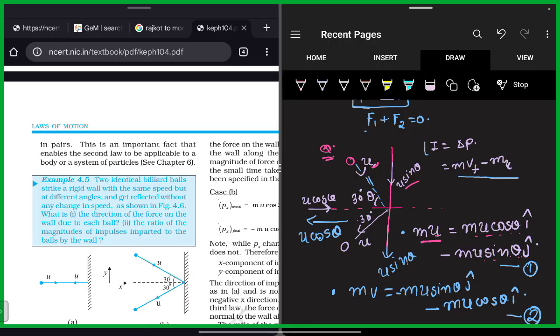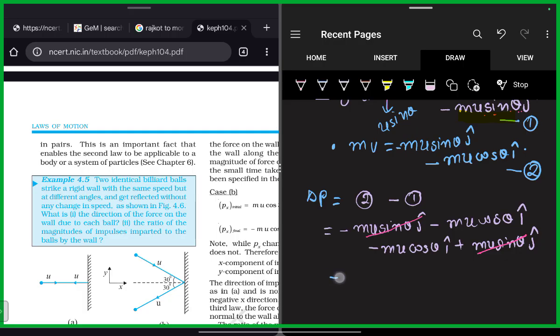See, here u cos theta is in this direction. Rightward direction is positive, upward direction is positive, but the downward direction is negative. So here u sin theta is in the downward direction. That's why it is negative. It is the sign convention, okay? Right. Good.